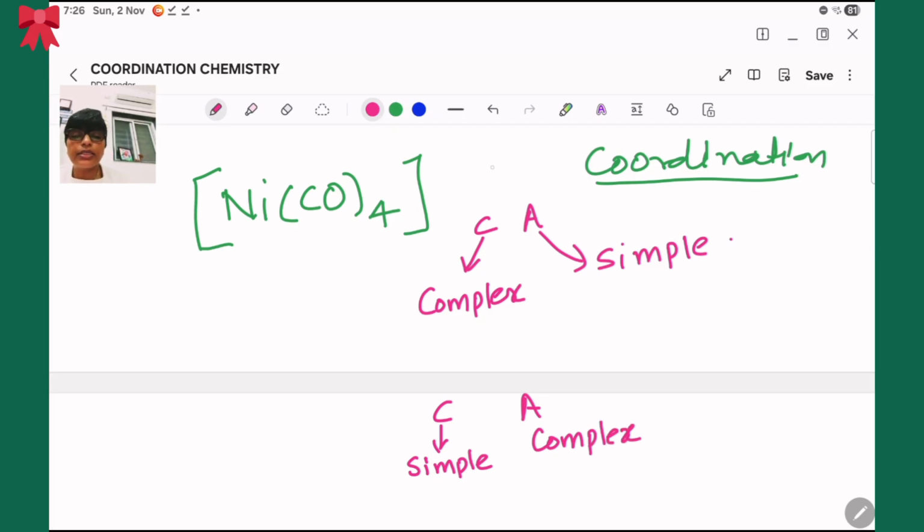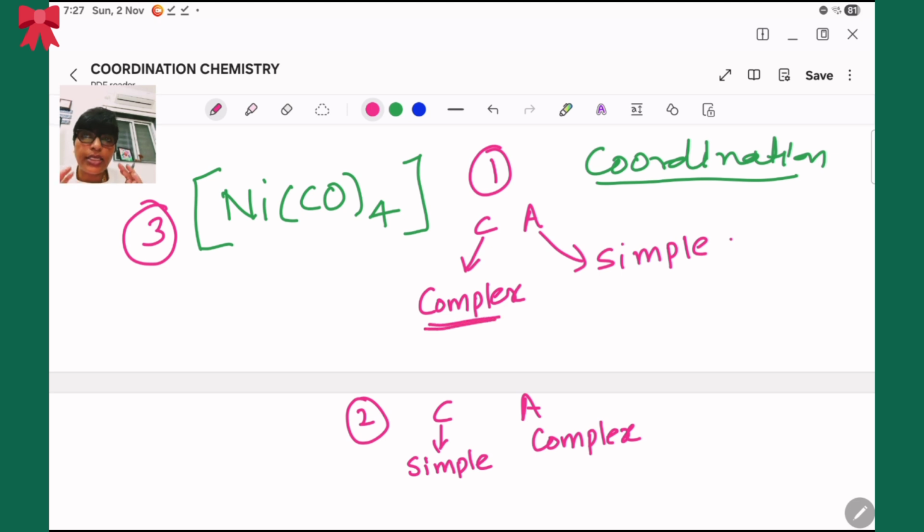And the third category is the one in which there is no cation and no anion, whereas the whole molecule itself is a neutral molecule. The example of the third one is Ni(CO)4. Now, let me give you the example of the first category where the cation is complex. What do you mean by complex? It means that the cation is enclosed in the square bracket. So to identify the complex, you have to look for the square bracket.